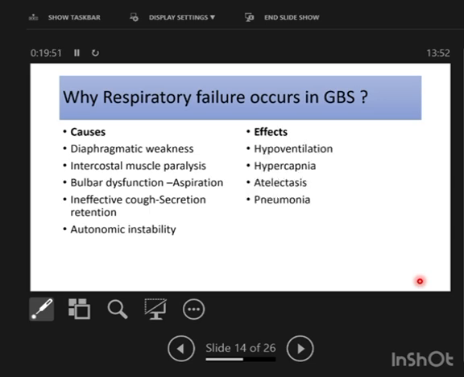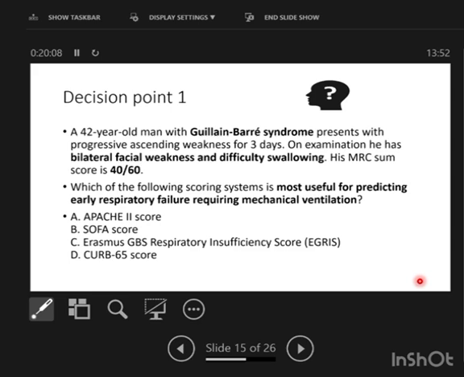Arrhythmias you see sometimes. And all this leads to hypoventilation, hypercapnia, atelectasis and pneumonia. Sometimes they come with aspiration pneumonia. Unfortunately, very young patients were also seen in that period, working hands, and old and young, all types of patients. So decision point: when to intubate. Again, the question is, when to intubate this patient.